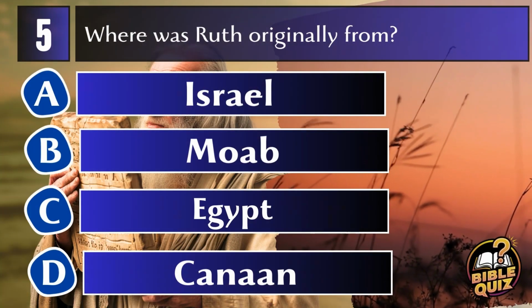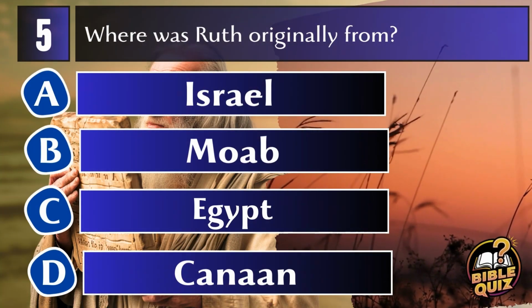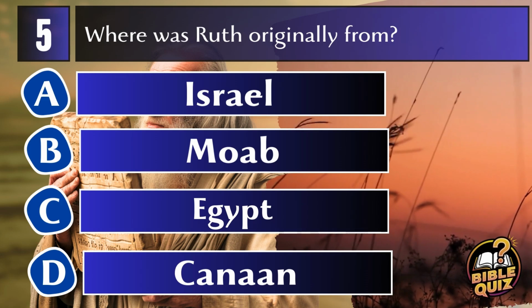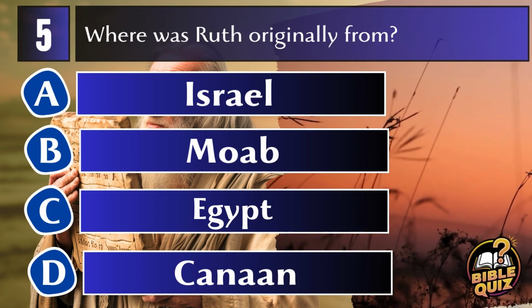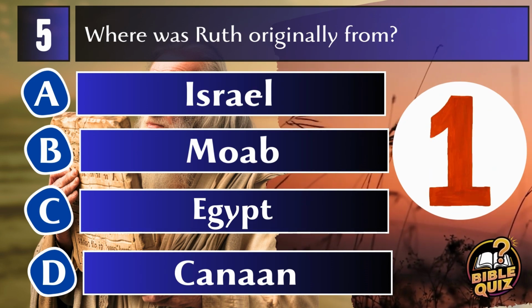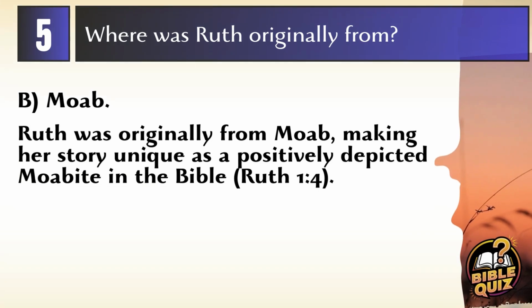Question 5. Where was Ruth originally from? A. Israel. B. Moab. C. Egypt. D. Canaan. Answer: B. Moab. Ruth was originally from Moab, making her story unique as she became one of the few Moabites positively depicted in the biblical narrative.